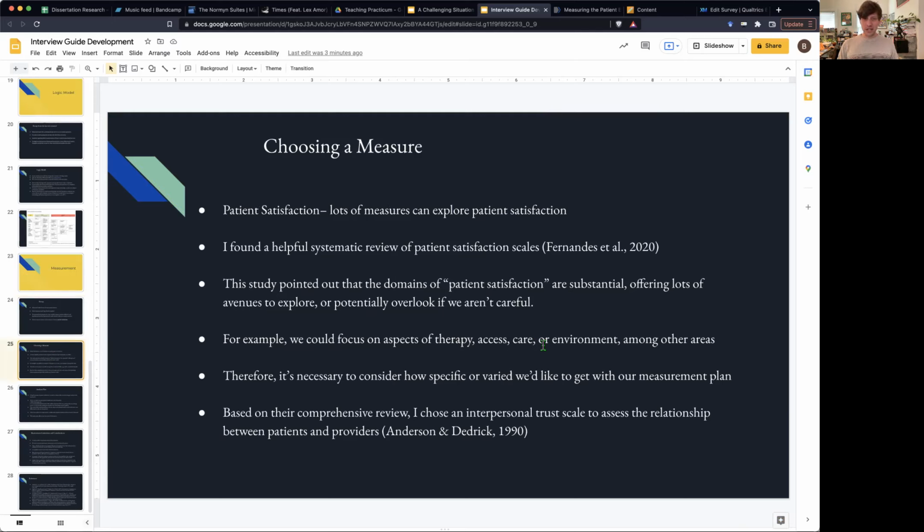There's a helpful systematic review that I looked at on just the gamut of patient satisfaction scales by Fernandez and colleagues. And they really alluded to keenly that there's just so many different domains that you can actually look at. So first, we want to be careful not to do too much or too little, right? So for example, we have a number of different aspects of satisfaction for patients. It could be an assessment of their therapy. It could be an assessment of their access to therapy and care. It could be the environment where they're receiving therapy, among other factors that contribute to their overall satisfaction. And again, we have to be mindful of what things maybe aren't going to be measured with certain measurements. So for instance, if we focus on therapy alone, what will we miss that maybe would be helpful to know about from the patient's experience?